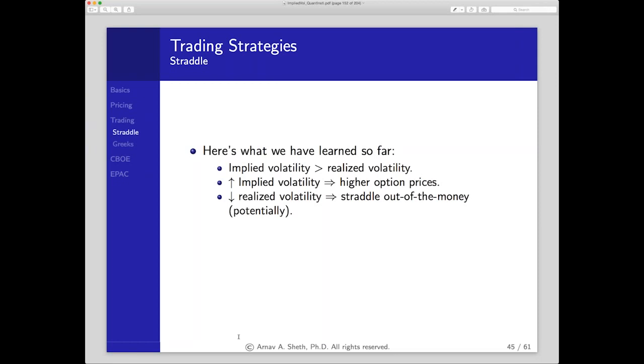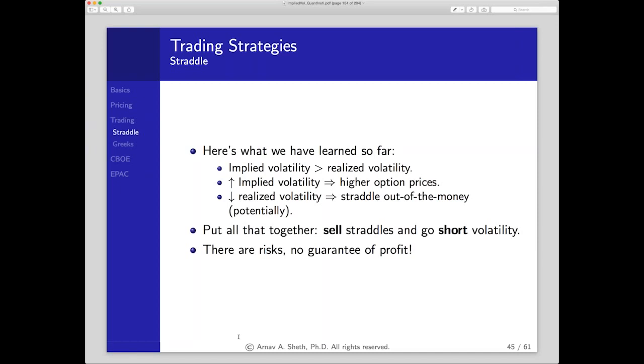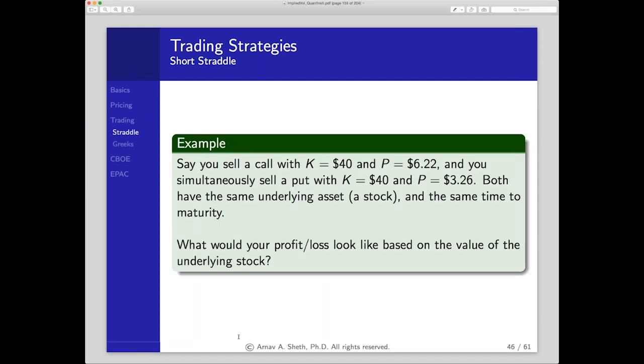and that's going to result potentially in the straddle expiring out of the money. In other words, there's not going to be much. The options markets predict large fluctuation, but the actual fluctuation is not as much. So putting all that together, we should sell straddles and go short volatility. Okay, and of course there are risks, and I will talk about the risks in a second.